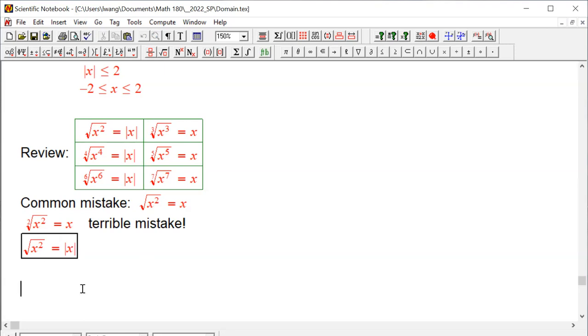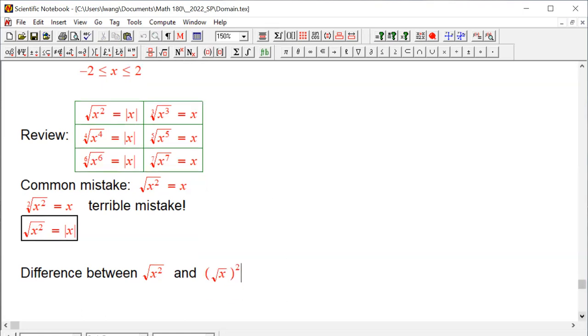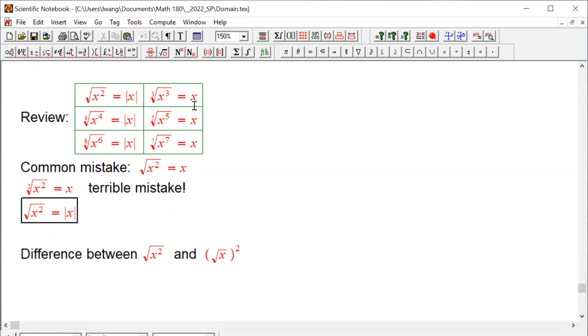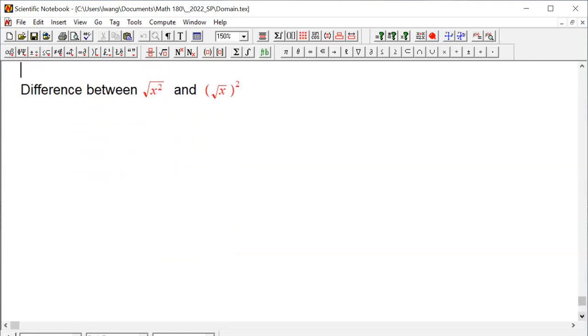The other thing I wish to review with you is the difference between the square root of x squared and the other expression, which is the square root of x, with the square outside. We have talked about this before, so let's review this once more. What is the difference between these two?